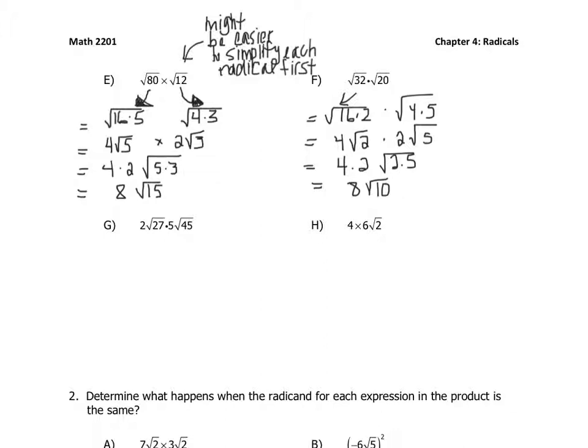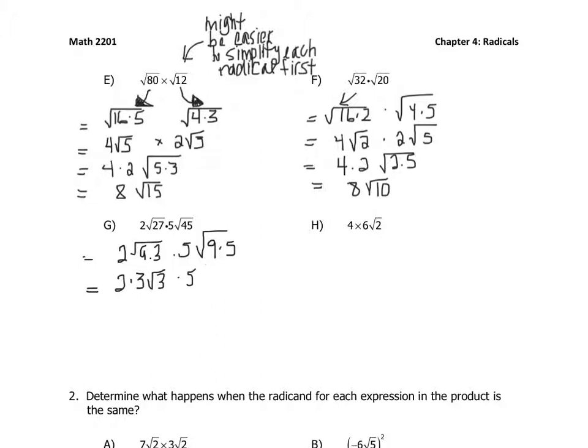Alright, so the next one, if we break that one down, is going to be 2 times 9 times 3 under the radical sign. And again, 45 has a perfect square factor of 9, so it would be 9 times 5. So this would be 2 times the square root of 9 comes out as a 3, leaving you with just 3 under the radical sign.